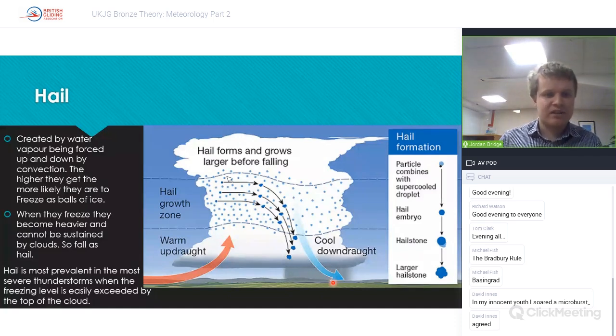As I say, most prevalent in the severe thunderstorms. You really don't want to fly through hail because it really won't do your gel coat any good. But yeah, hail. Spectacular, but when you're at home.